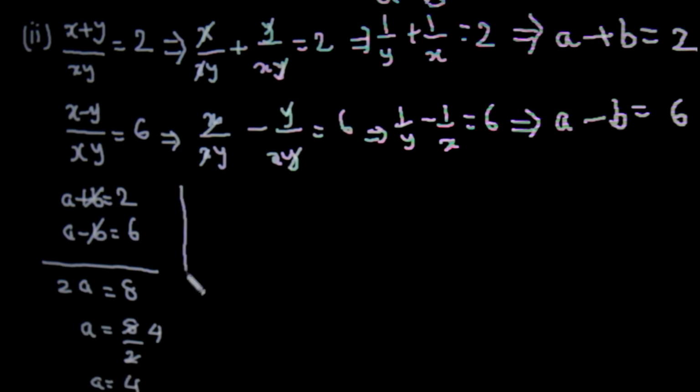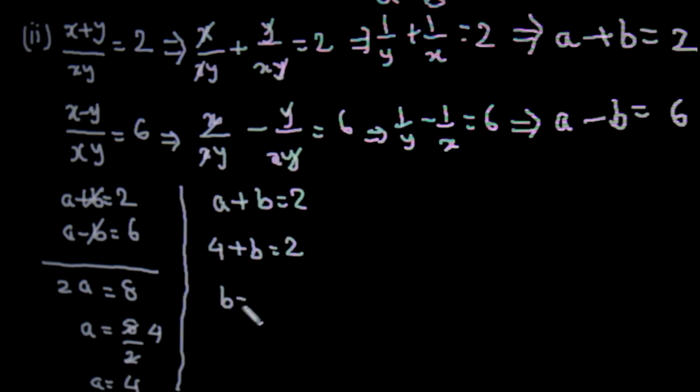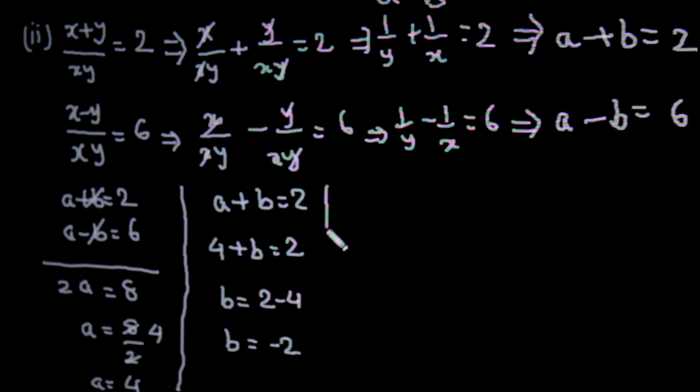Now substitute this value either in the first or second equation. a plus b is equal to 2. What is the value of a? 4. 4 plus b is equal to 2. Then b will be 2 minus 4, that is equal to minus 2. That is not the end of the problem.